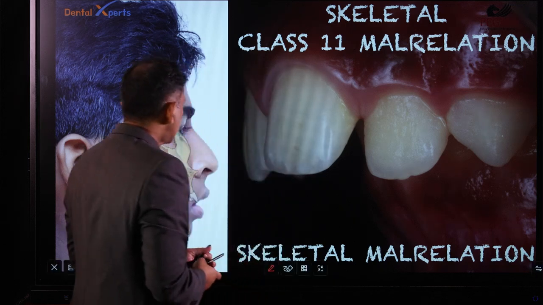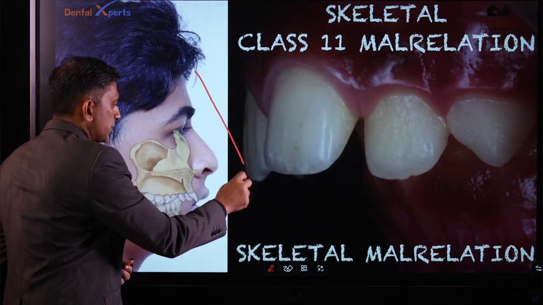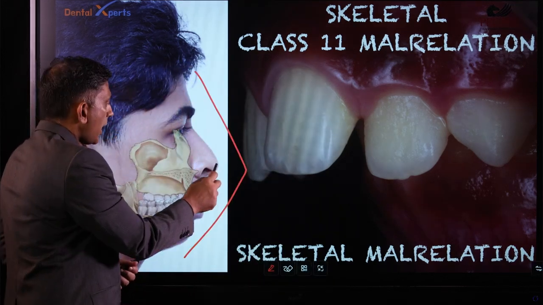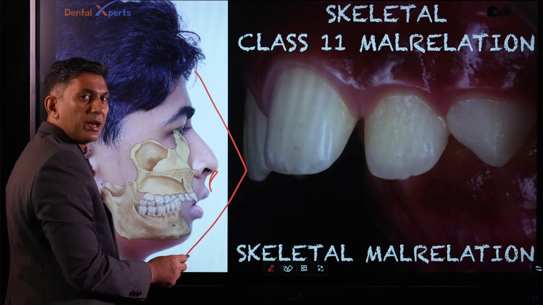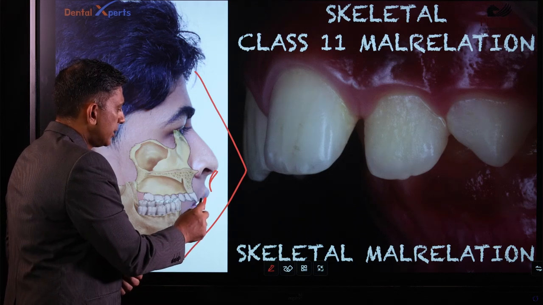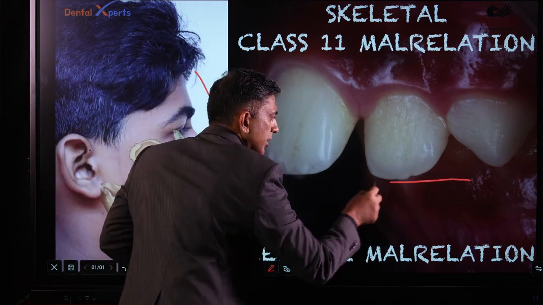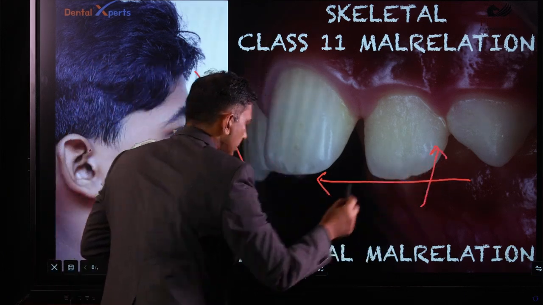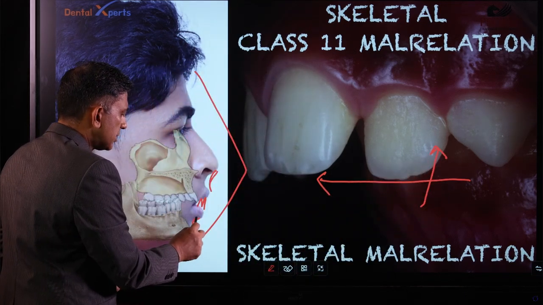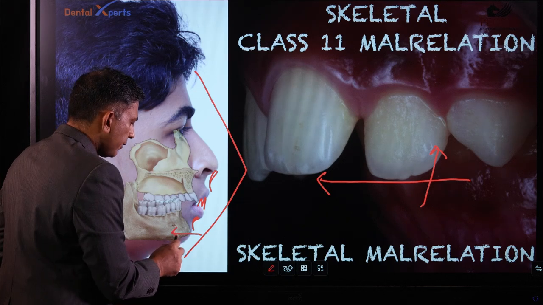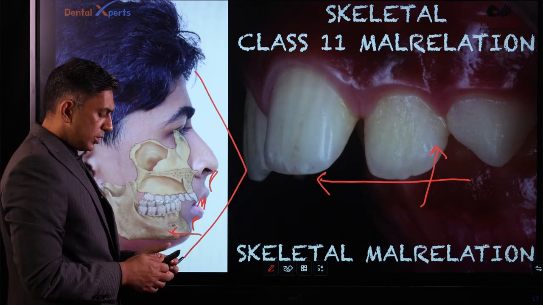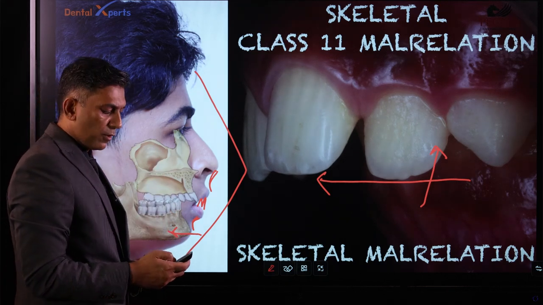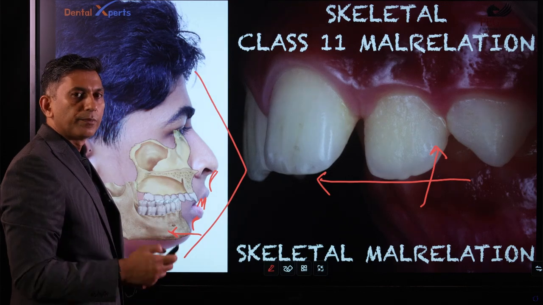When we consider a skeletal class 2, we come across the common features of skeletal class 2 such as convex profile, average to acute nasolabial angle, incompetent lips, increased overjet, deep bite, deep mentolabial sulcus and deficient chin. So these are the common clinical features of a skeletal class 2.